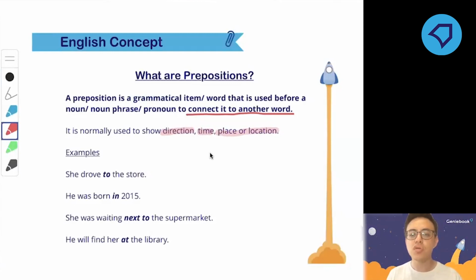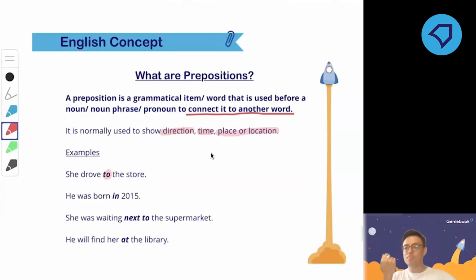So, she drove to the store. The direction is from home to the store. If I wrote that she drove from the store, it means that she comes from the store back home. I drove to the store.